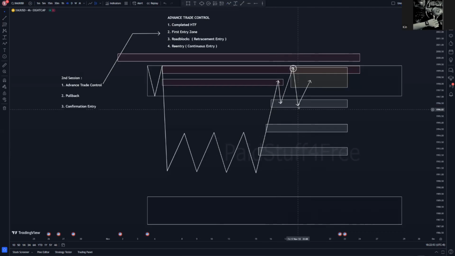And when the price gets into the sell zone, right over here, if we want to sell, what do we need to do? Yes, wait for the confirmation entry. So after the price creates the confirmation entry, the price is going to go down. And then again, monitor the roadblock, which is right over here. When the price gets into the roadblock, if there is no confirmation entry, the price is going to go to our next zone, which is going to be over here, right?